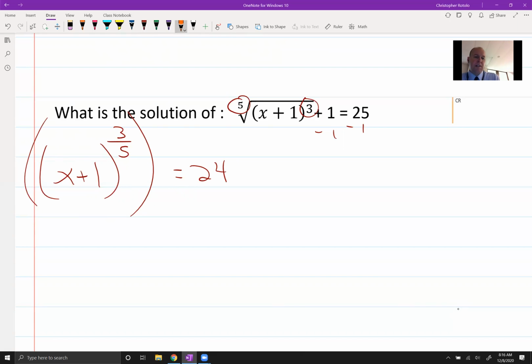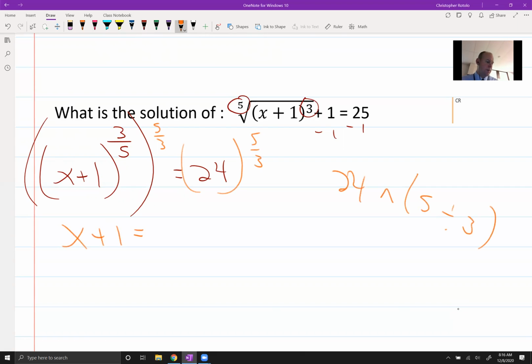So what power are we going to take it to? Well, if it says 3/5, I'm going to use 5 over 3. 5 over 3. I don't think that's going to work out very nicely because 24 is not a perfect cube. Okay, so remember you're going to use 24 caret parentheses 5 divided by 3 on your calculator. All right, I'm going to do that as well. So make sure you grab your calculator if you haven't already.